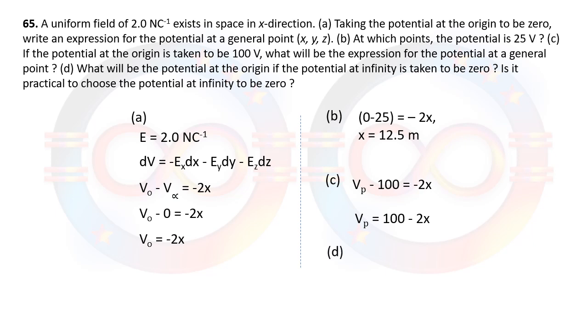Part D in the question is asking, what will be the potential at the origin if the potential at infinity is taken to be 0? Is it practical to choose the potential at infinity to be 0? So the question is, what will be the potential at the origin if the potential at infinity is taken to be 0? It will be just reverse, because we consider that at infinity potential is 0.